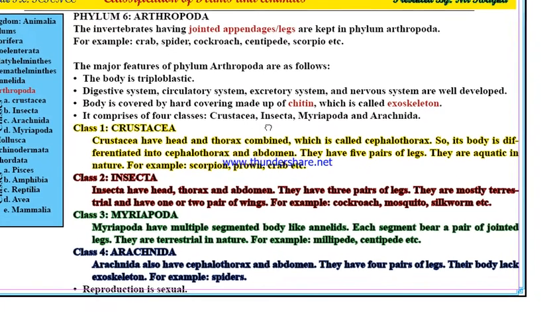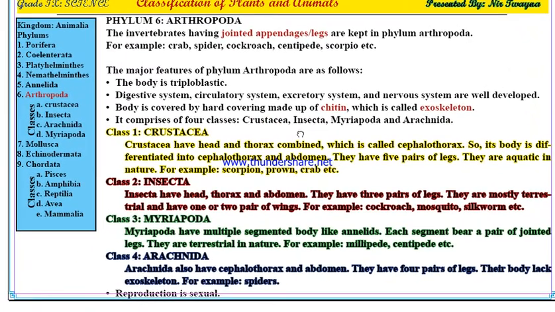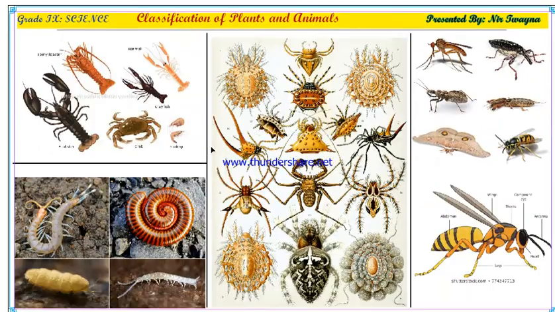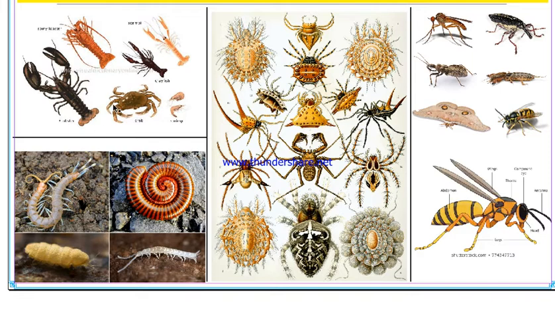Okay, now next, it comprises 4 classes. Well, phylum Arthropoda has 4 classes: Crustacea, Insecta, Myriapoda, and Arachnida. Okay, look at the diagram first, then we will look at the note.